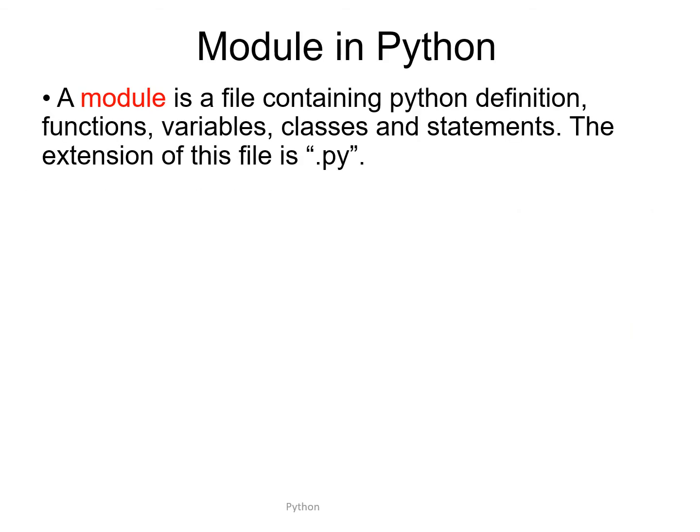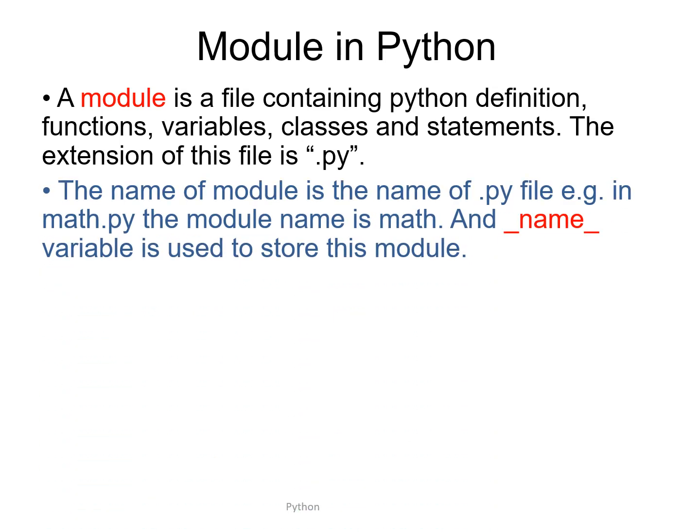Module in Python. As we know, a module is a file containing Python definitions, functions, variables, classes, and statements, and the extension of this file is .py. Now, the name of a module is the name of the .py file. For example, in math.py, the module name is math. It means if we write a program and save it, whatever name we give to that file becomes the name of that module, and the __name__ variable is used to store this name.